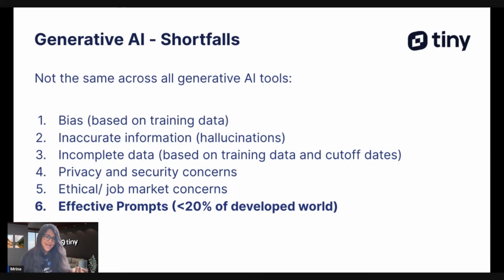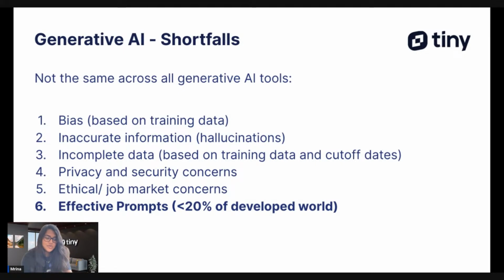So if you ask it to do math, GPT, which is a language model, isn't built to do math. So it's, of course, going to hallucinate. There's some incomplete data based on training data cutoff dates that we'll talk about. There's privacy and security concerns. And there's, of course, the ethical and job market concerns and things like that. And probably the biggest shortfall and the struggle that you're going to have as a business, and we also kind of struggled with this, was the effective prompts. And it's probably why prompt engineering is becoming a big thing today.